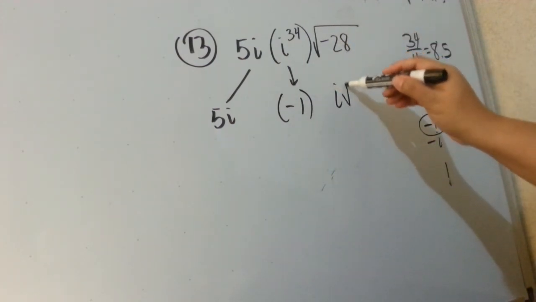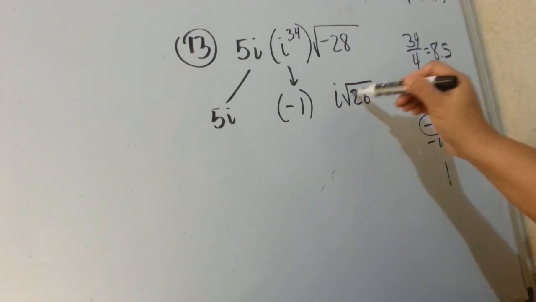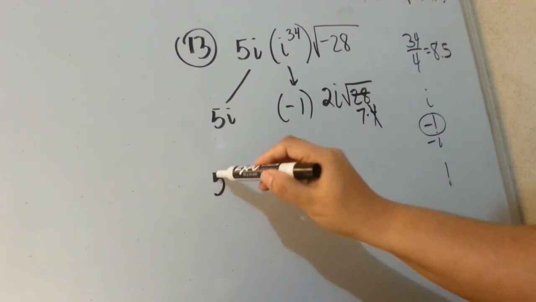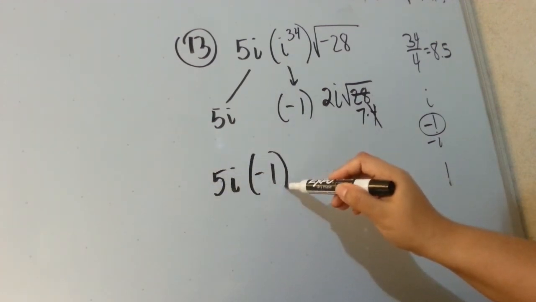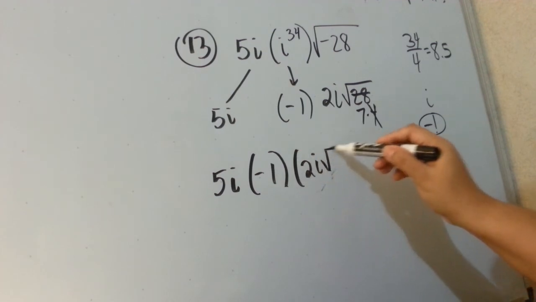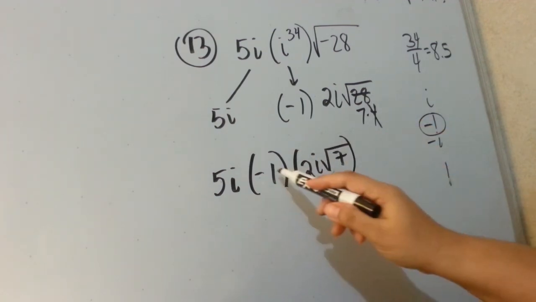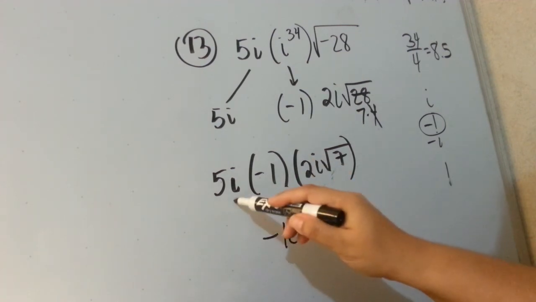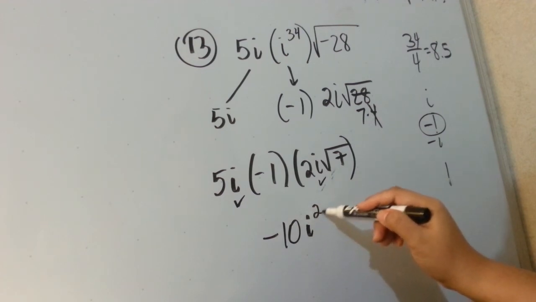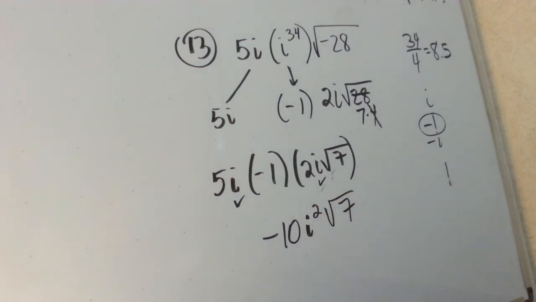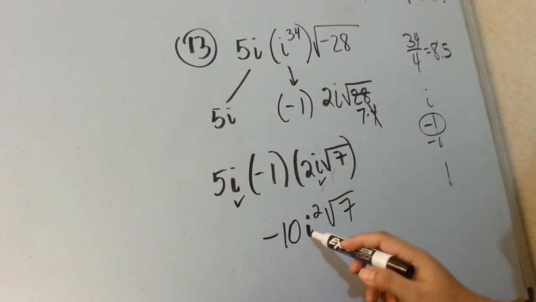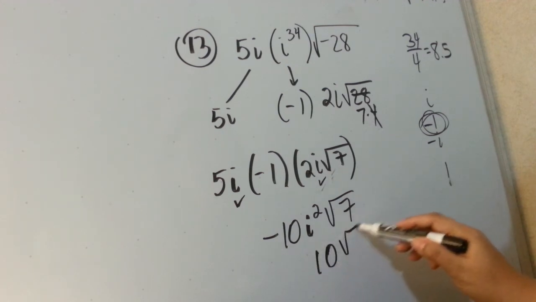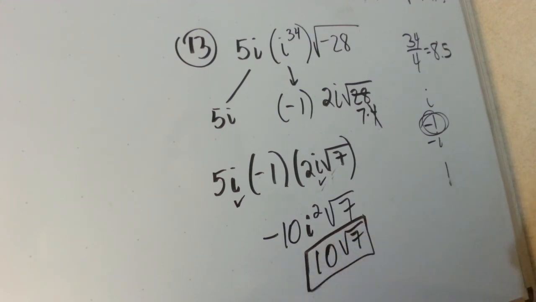This, we pull out the i, but 28 is 7 times 4. The 4 comes out as a 2. So you have 5i times negative 1 times 2i radical 7. 5 times negative 1 is negative 5, times 2 is negative 10. i and i is i squared. But i squared is also a negative 1, right? So it cancels out this negative sign, so you have 10 radical 7. That's the answer for this problem.